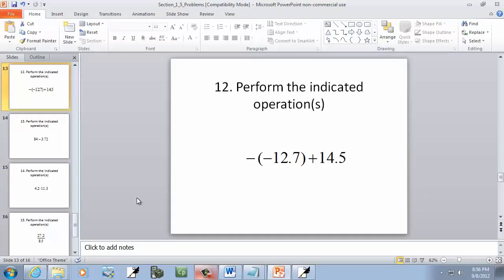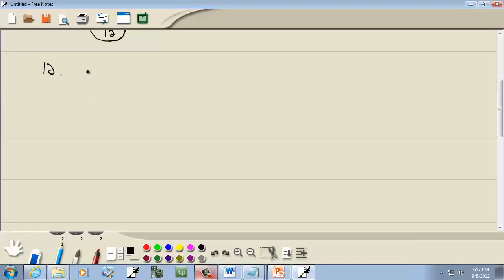Well, let's get into some decimals. I don't like these very well, but we'll go through them. We got negative 12.7 plus 14.5. What they're trying to indicate to you here is all of our rules still apply. It doesn't matter with decimals. They're exactly the same as we have been. A negative parentheses negative becomes a positive.